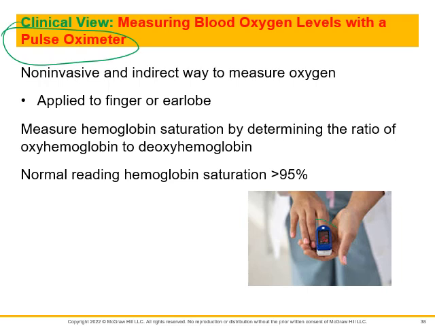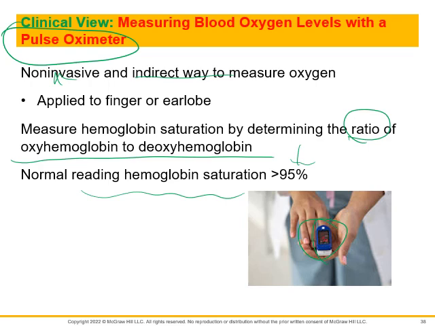So pulse ox is attached directly to the finger. It's non-invasive. It's an indirect way to measure oxygen. What are we looking at? We're looking at the ratio of oxygen bound to hemoglobin versus no oxygen bound to hemoglobin. So a normal reading should be above 95.